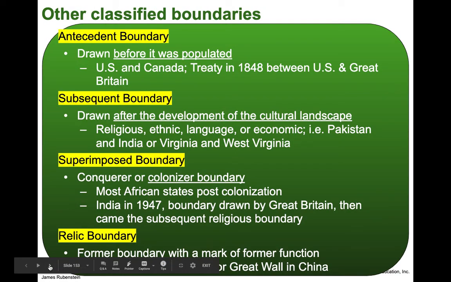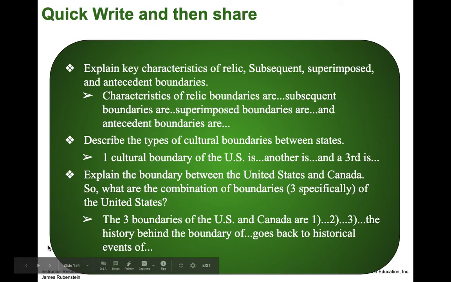Ireland, I already mentioned. All right, antecedent boundaries are drawn before, typically by past explorers or occupiers. Subsequent boundaries are developed after a cultural boundary, so a religious boundary followed by a geometric boundary, as you can see with India and Pakistan, or Virginia and West Virginia. Superimposed boundaries are colonizer boundaries, superimposed by Great Britain or France, as we can see mostly in sub-Saharan Africa. Relic boundaries existed from a previous point in time, such as the Great Wall of China and the Berlin Wall, and now we see with the wall in Cyprus.